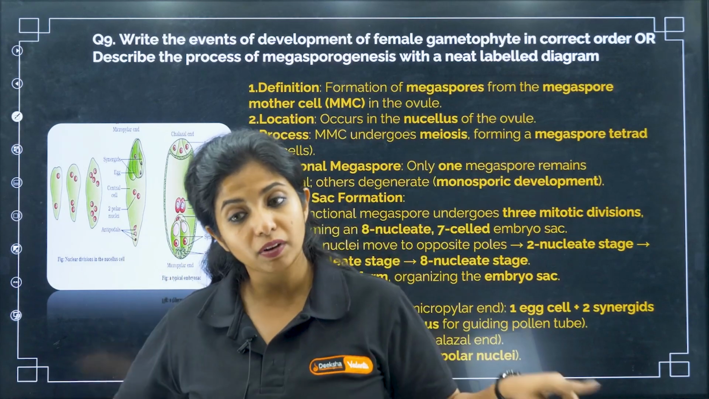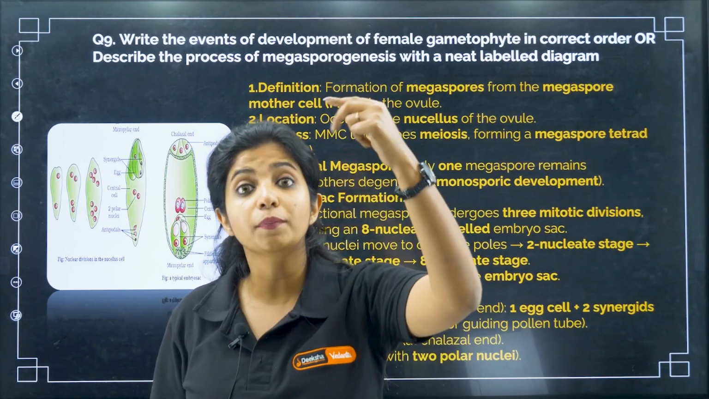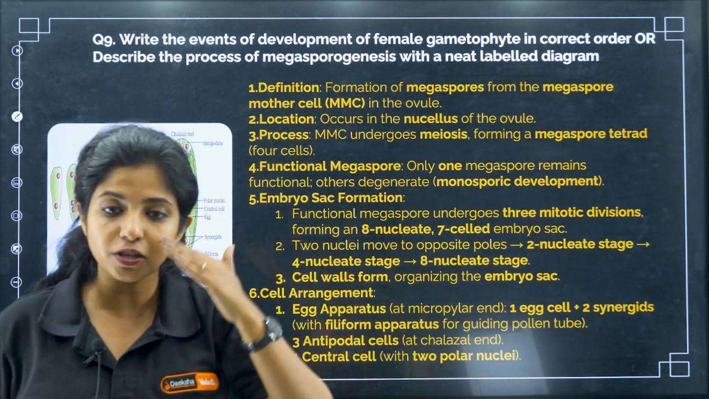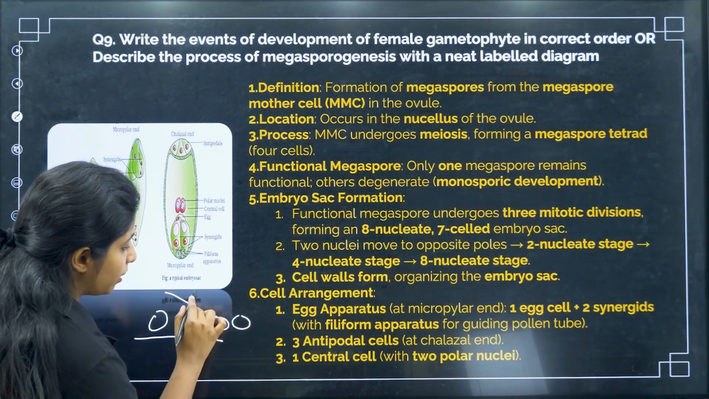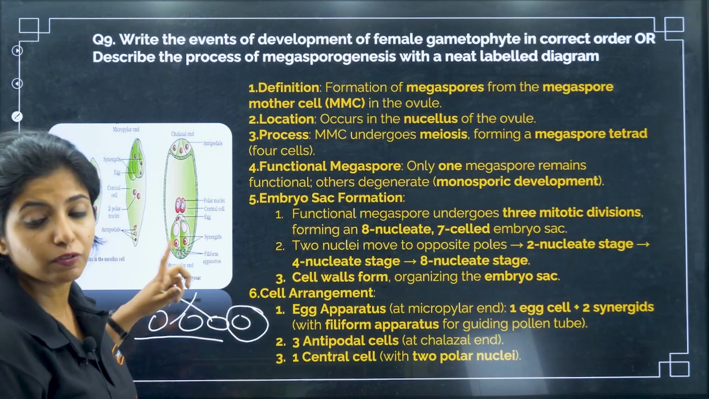Now, these two cells again will be dividing because they have to undergo meiosis number 2, right? Meiosis happens in 2 stages. At the end, they will get 4 cells, 4 megaspores. Out of this, 3 will be degenerating. 1 will be the functional megaspore, which will be giving rise to the embryo sac.